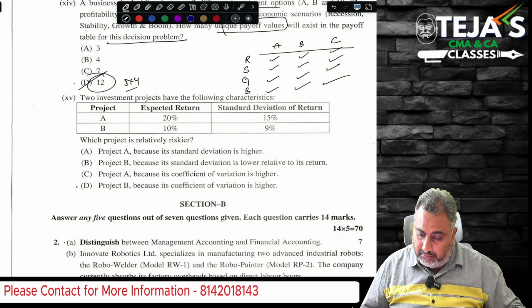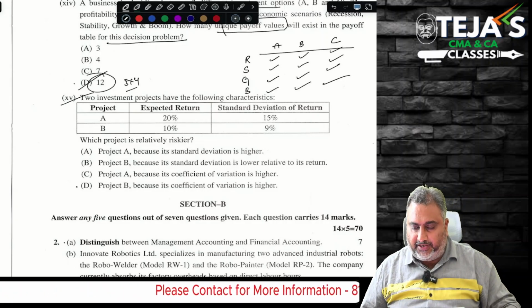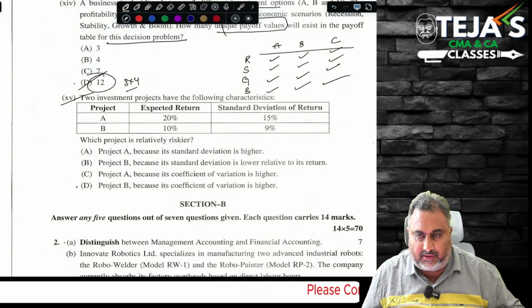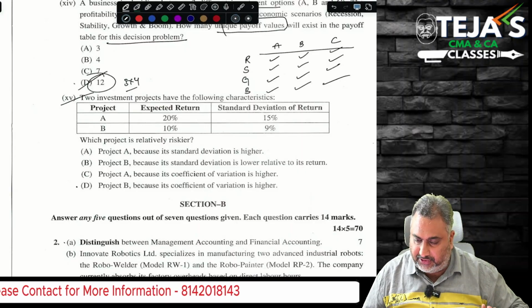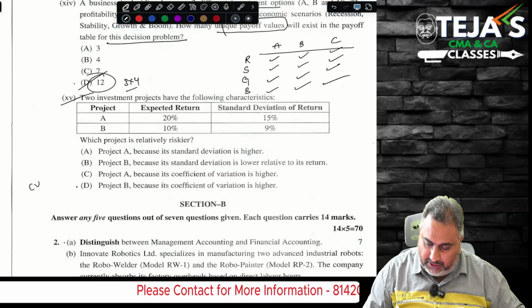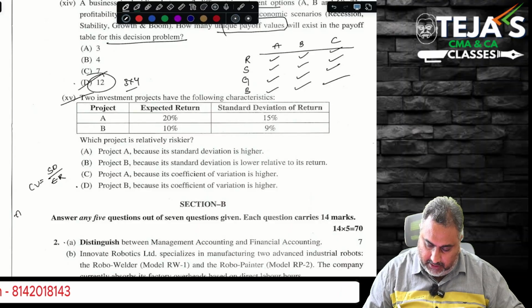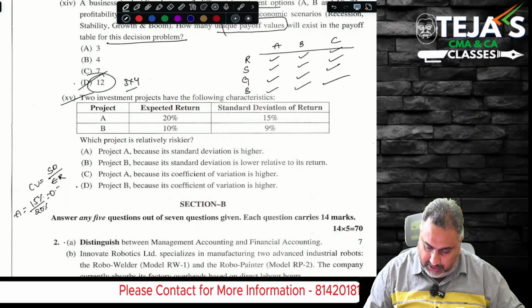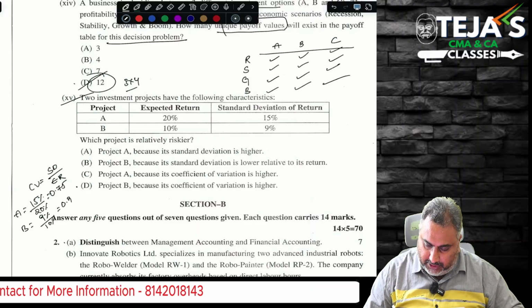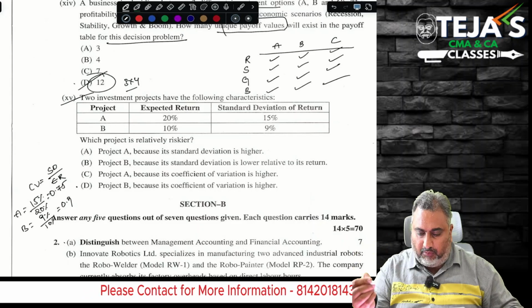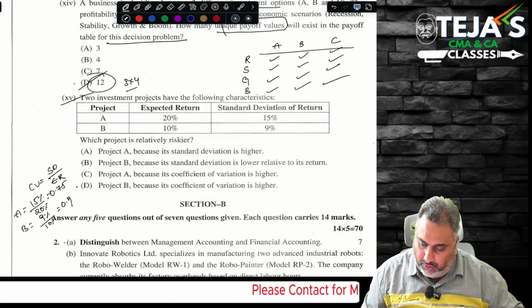And already I told you, even from the coefficient of variation point of view, from our study material, illustrations number 1 and 2 are most important related to MCQs. So what is the formula for coefficient of variation? Standard deviation divided by expected return. For A equal to 15% divided by 20%, that is equal to 0.75. B equal to 9% divided by 10%, that is equal to 0.9. Whenever you have more coefficient of variation, that means it is a more risky project.